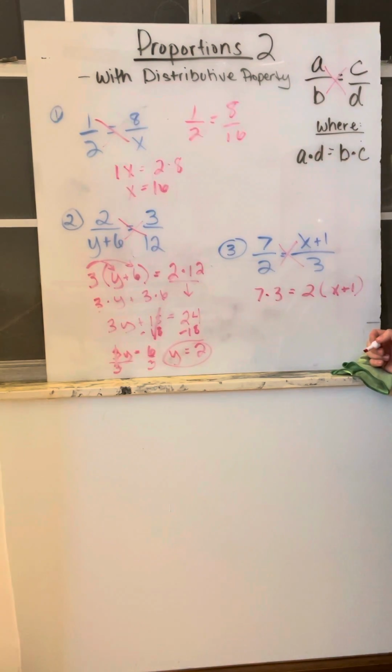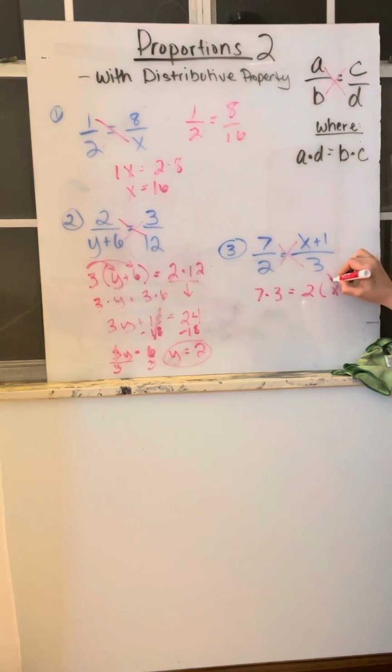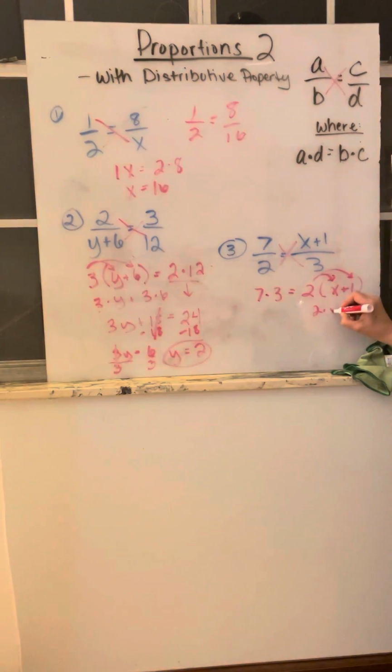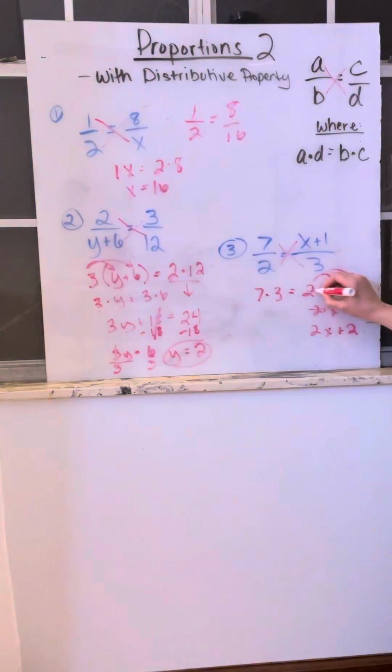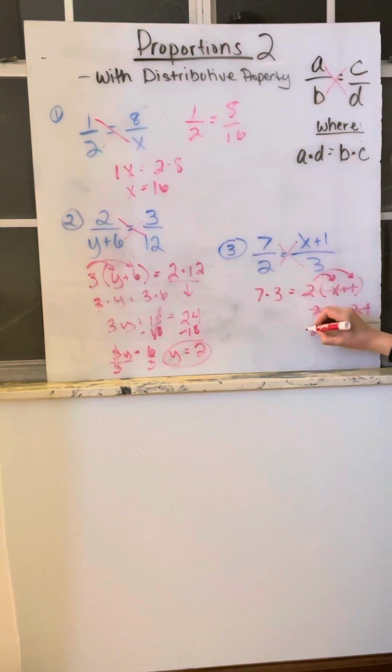Now I need to start simplifying, okay? I'll go ahead and distribute. That means I've got to do 2 times x and 2 times 1. So I end up with then 2x, and this is positive, plus 2. 2 times 1 is 2. That's done. And then 7 times 3 is 21.